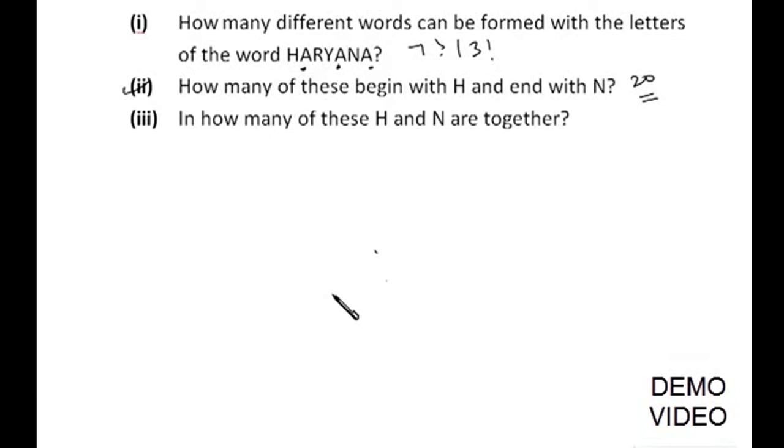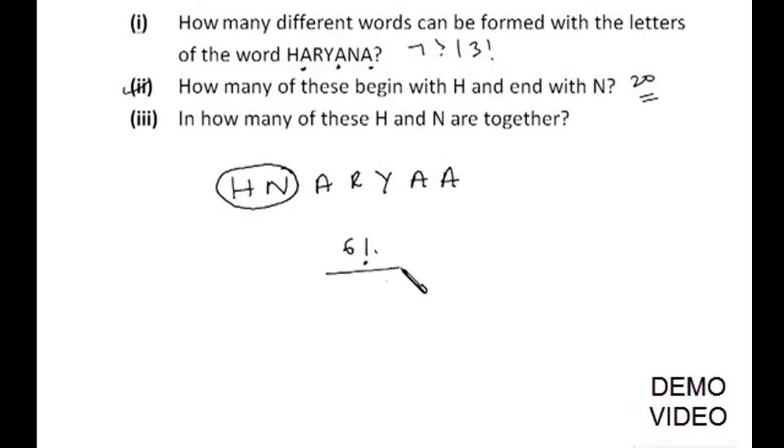Now in this case, in how many of these H and N are together, right? I just write H and N together, and the remaining are A, R, Y, A, and A, right? I just treat them as one single letter. Now this is 1, 2, 3, 4, 5, 6. 6 letters to be arranged in 6 factorial ways. The second thing is we have to divide by the repetition, that is 3 factorial.